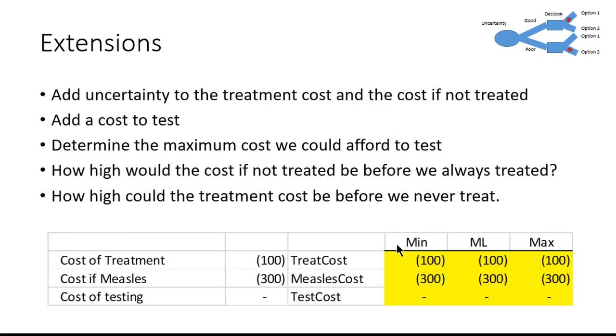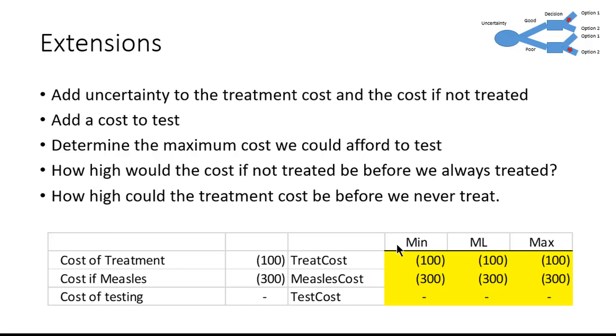So what could we do with this model further? I'm not going to do it, but as an extension, we could add uncertainty to the treatment costs and the cost of not treating. We could add a cost for a test. Oftentimes there is a cost for the test, and that needs to be considered. And in some cases, if it's a time series model, there could be a delay in the project.